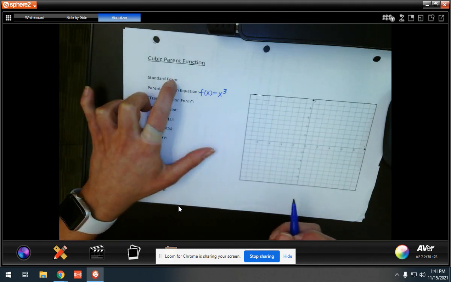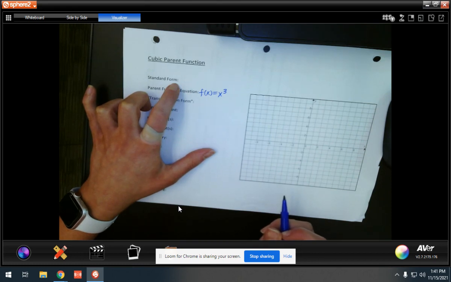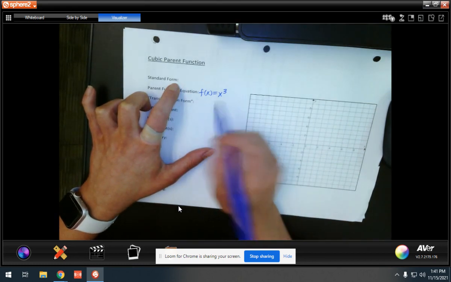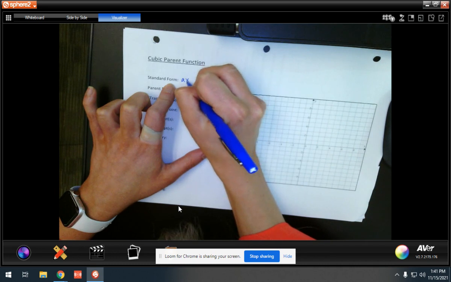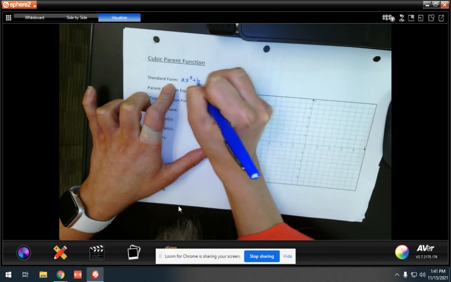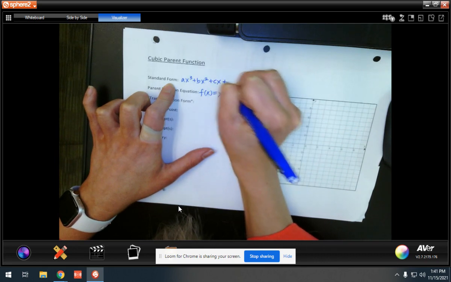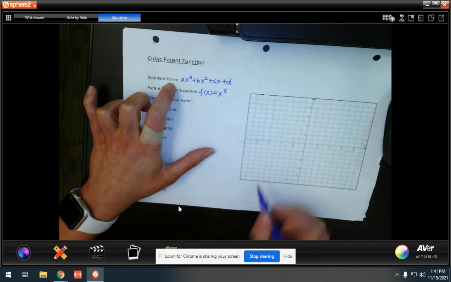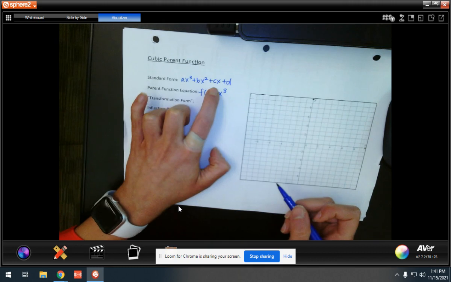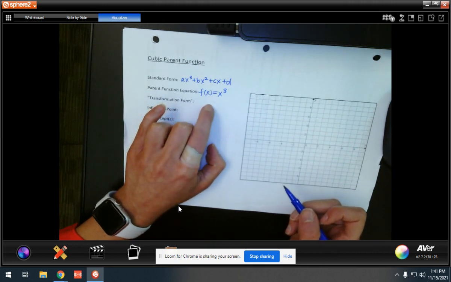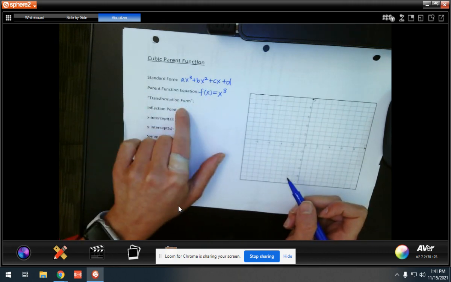Okay, we do have a standard form for cubic functions, just like for quadratics, we have that ax squared plus bx plus c. Same for cubics. It would be ax cubed plus bx squared plus cx plus d. We'll get to the standard form later. Today we're just talking about the parent function and the transformation form.